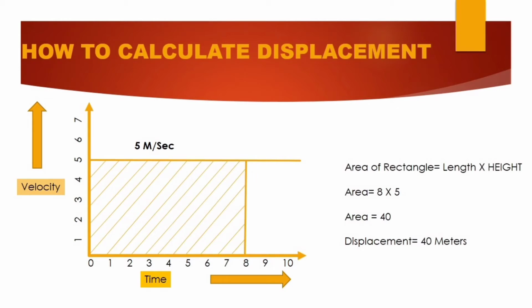Here, length is time duration, that is 8 seconds, and height is velocity, that is 5 meters per second. So area shall be equal to 8 into 5. Area is 40. This is nothing but the displacement. So we can calculate the displacement by calculating the area covered by velocity against the time duration.